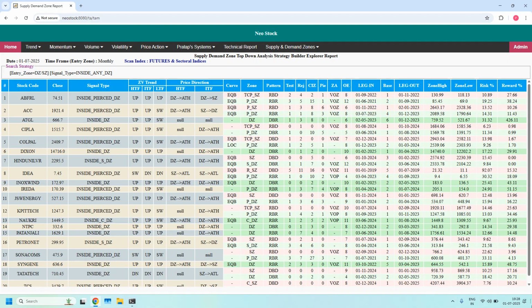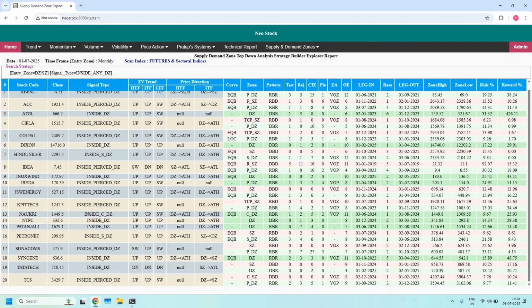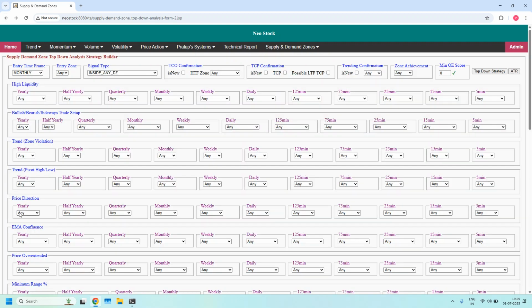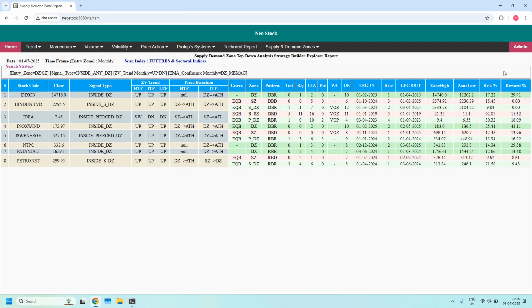We got 20 stocks. First 19 stocks in the list. Scrolling the list down. So total 20 stocks are filtered. We can further filter based on monthly demand zone having monthly EMA Confluence, and also the trend on the monthly should not be sideways. It can be up or down. So we got 8 stocks.